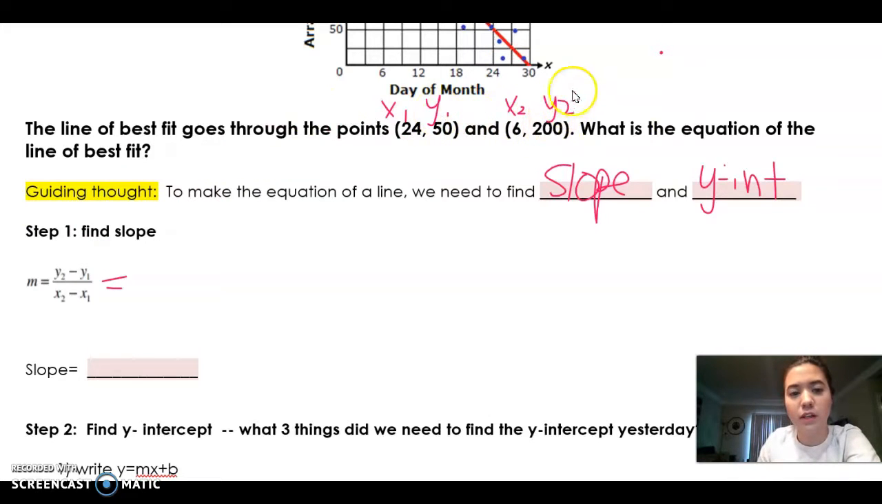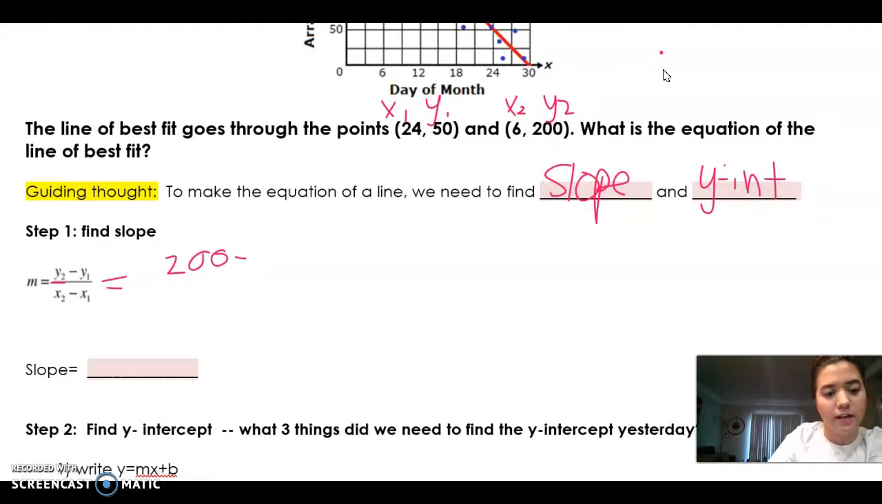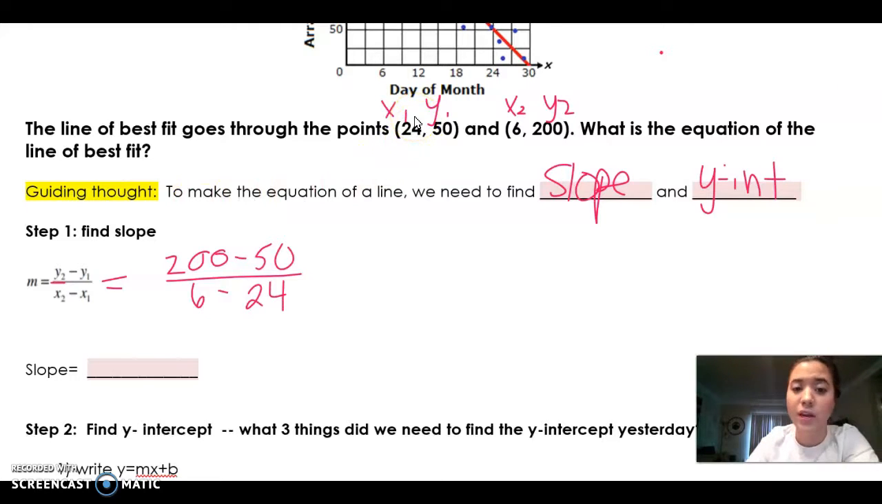One way we can do this is to just match them up. y2 comes first. Which one was y2? 200. Minus, what was y1? 50. Over x2, which was 6, minus x1, which is 24. Okay, so we can set it up that way.